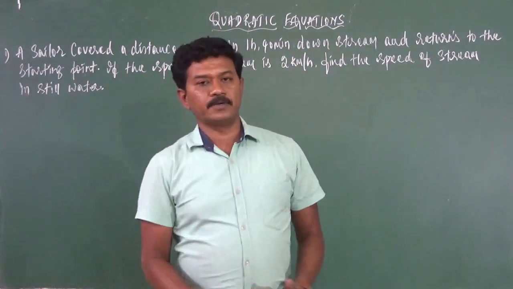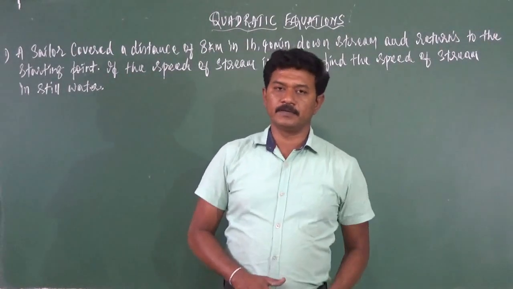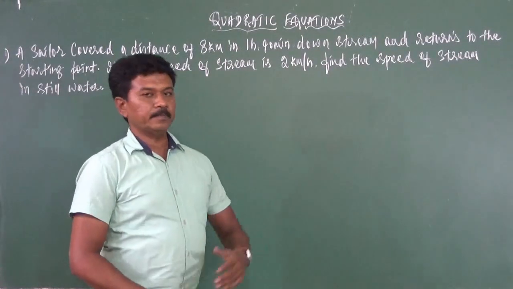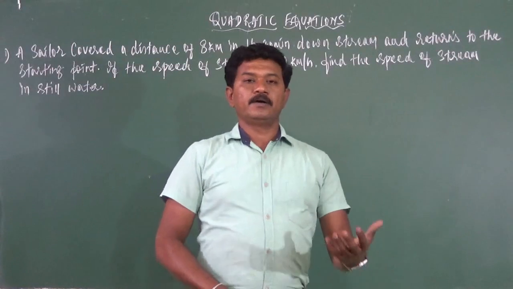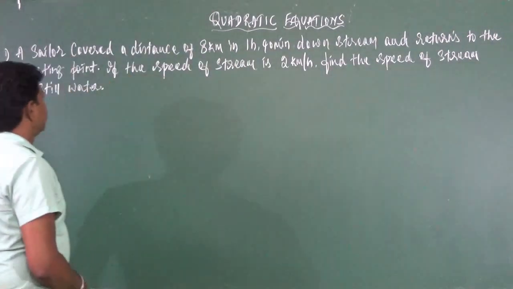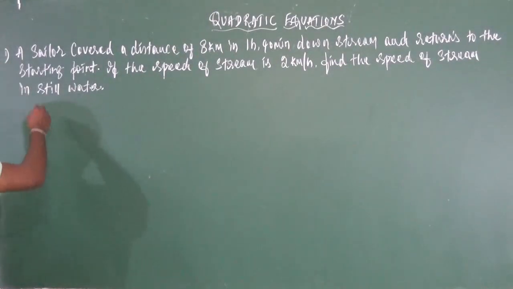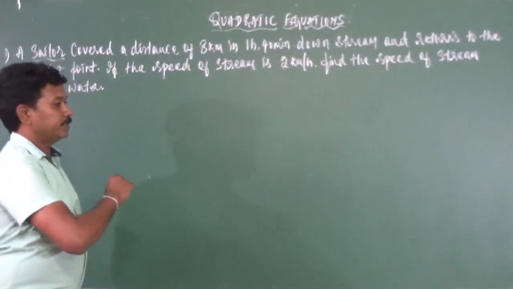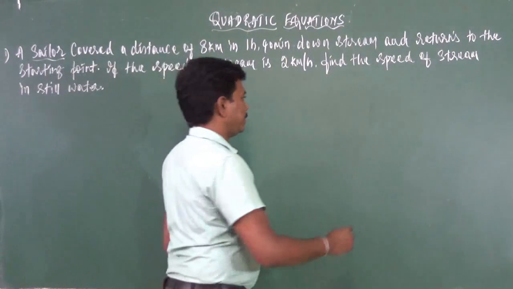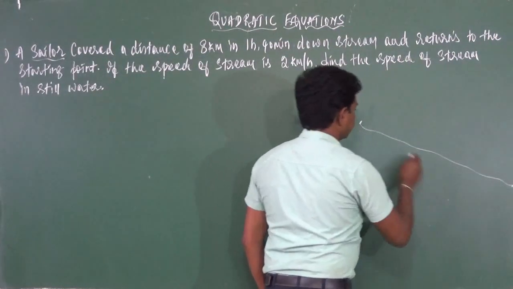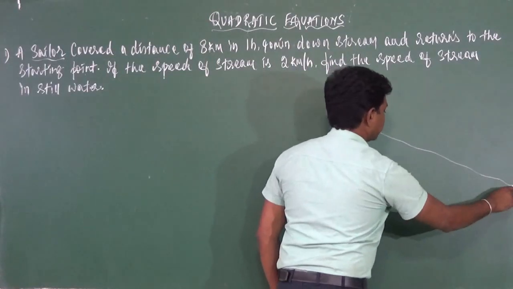Very important problems we are going to discuss. Listen very carefully, right? Now, this particular problem is taken from the previous year's question paper of the Karnataka state syllabus. Very important, right? Now, a sailor covered a distance of 8 kilometers in 1 hour 40 minutes down the stream. So just imagine a stream, okay? Just imagine this is a stream here. So this is point A and let us take this as point B.